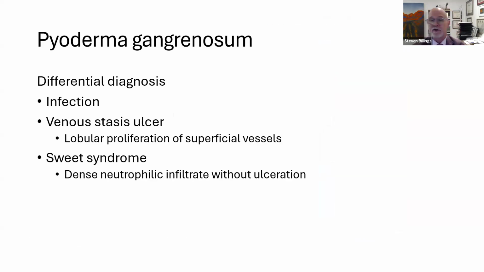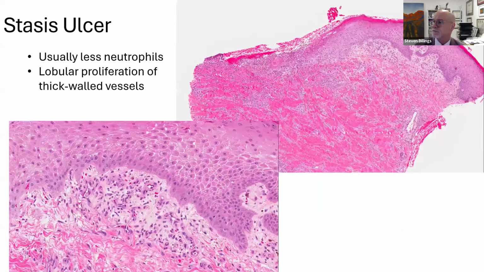So the differential diagnosis, of course, includes infection, so you'll need to do special stains. A venous stasis ulcer, but remember, venous stasis ulcer occurs in the setting of venous insufficiency, and you tend to have that lobular proliferation of thick-walled vessels in the papillary dermis, and venous stasis ulcers are usually not that inflammatory. And Sweet syndrome, but in Sweet syndrome, you get the dense neutrophilic infiltrate, but you don't have an ulceration.